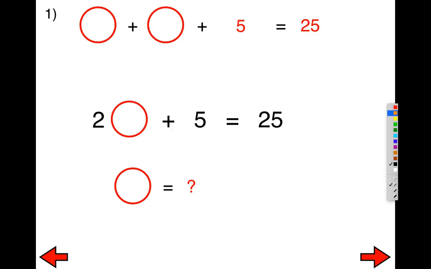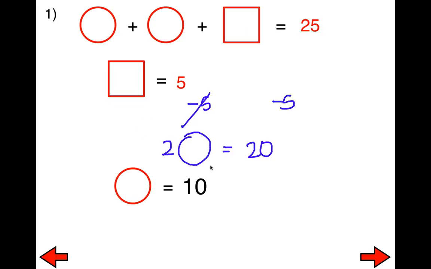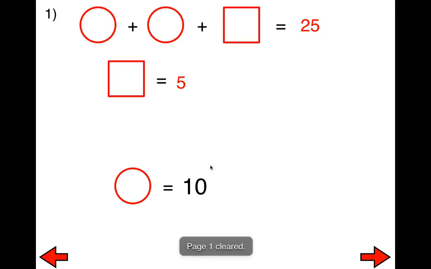Now, what I'm going to be doing is simply solving. So I'm going to have to subtract 5 from both sides, leaving me with 2 circles equals 20. So what does each circle represent? It represents 10. So now that I know that a square is 5 and a circle is 10, let's double check to see if this is true.